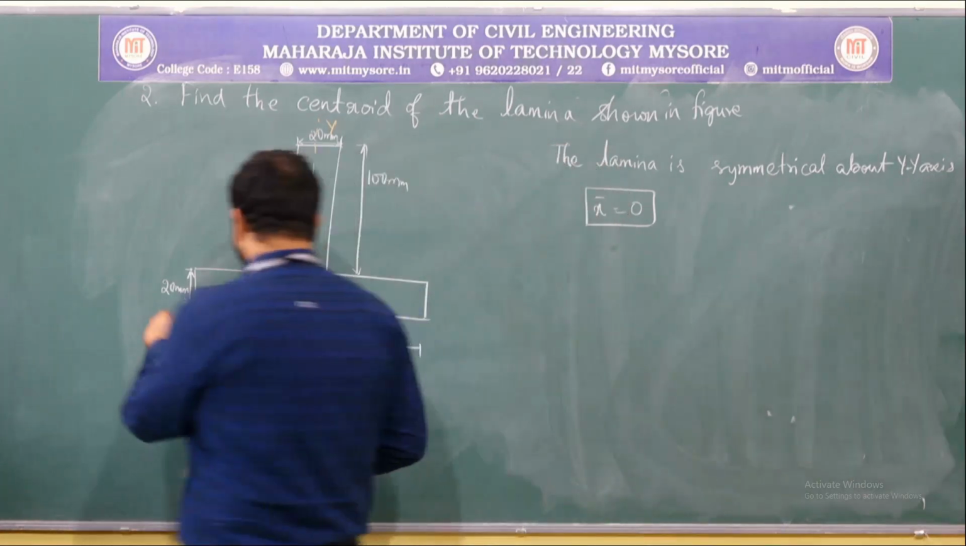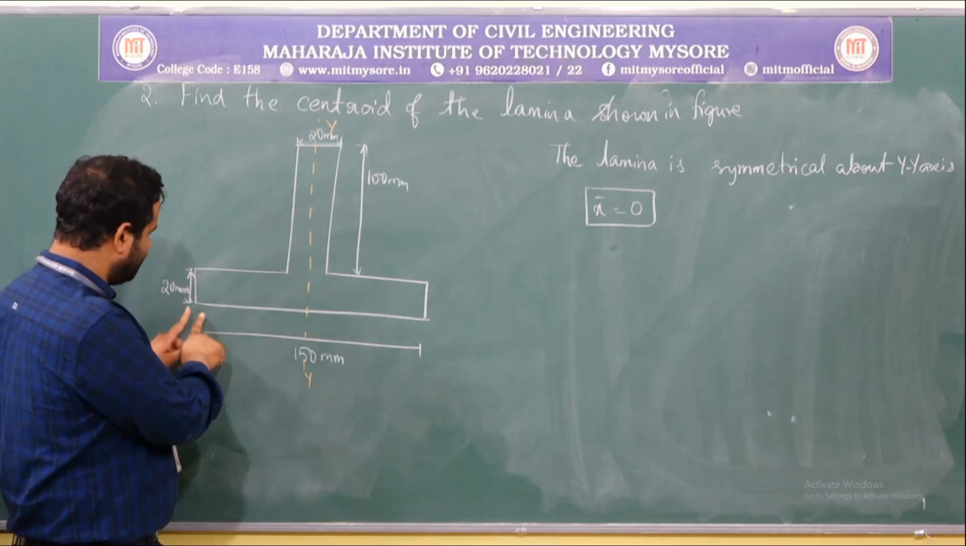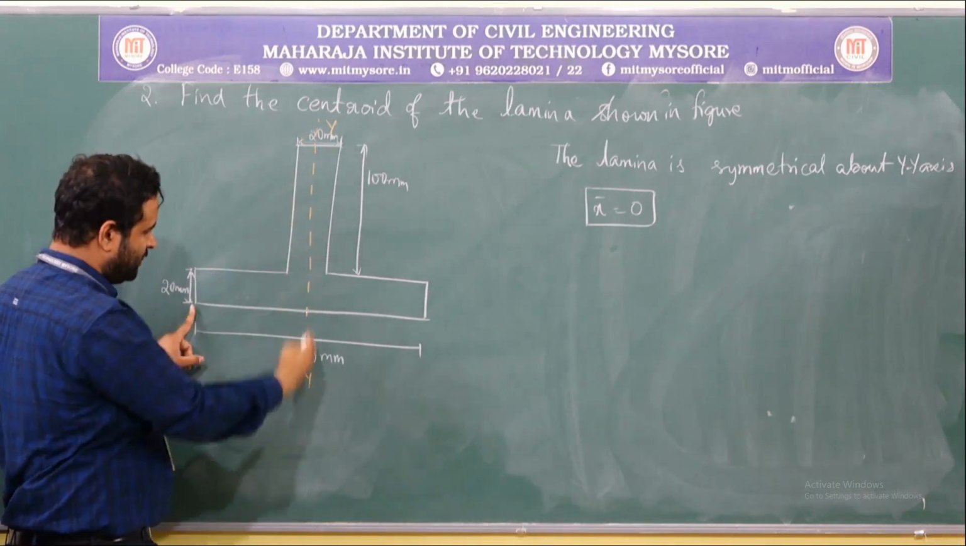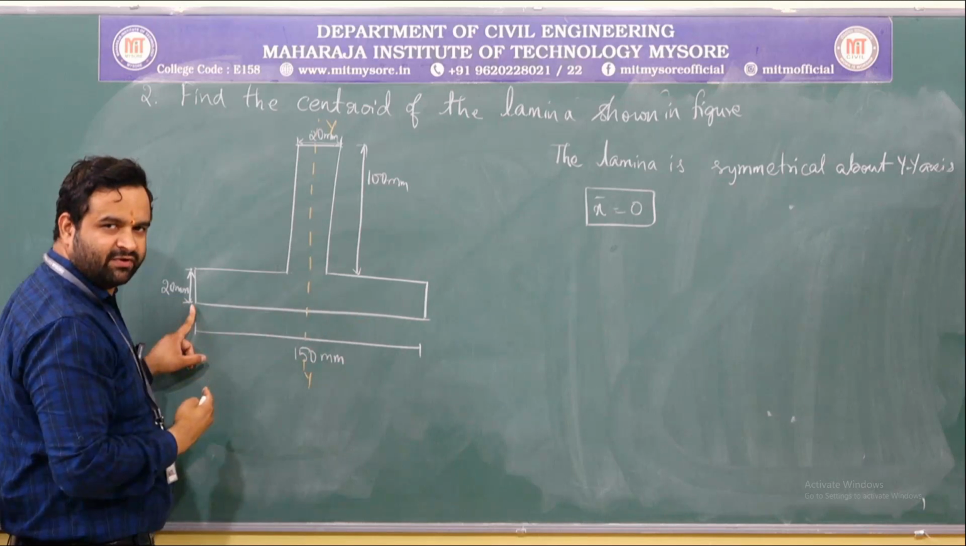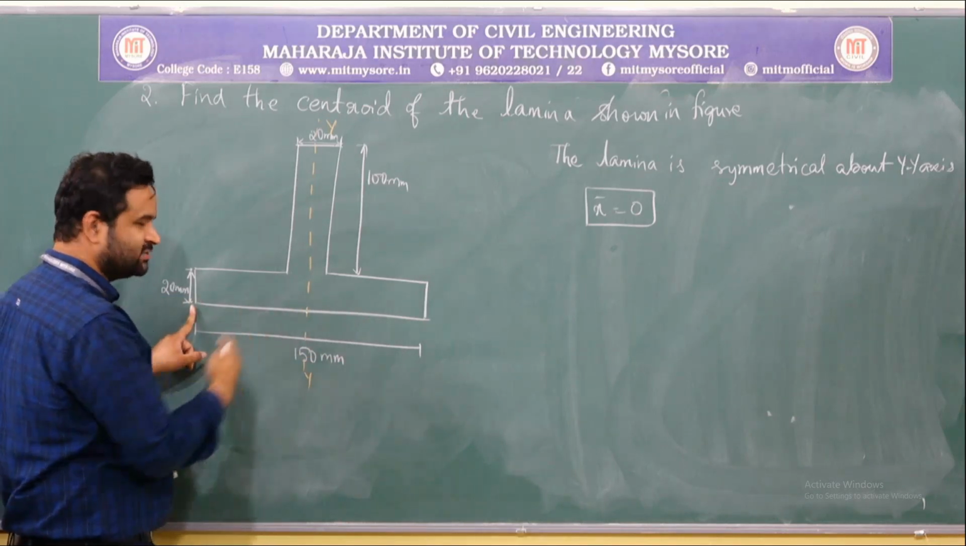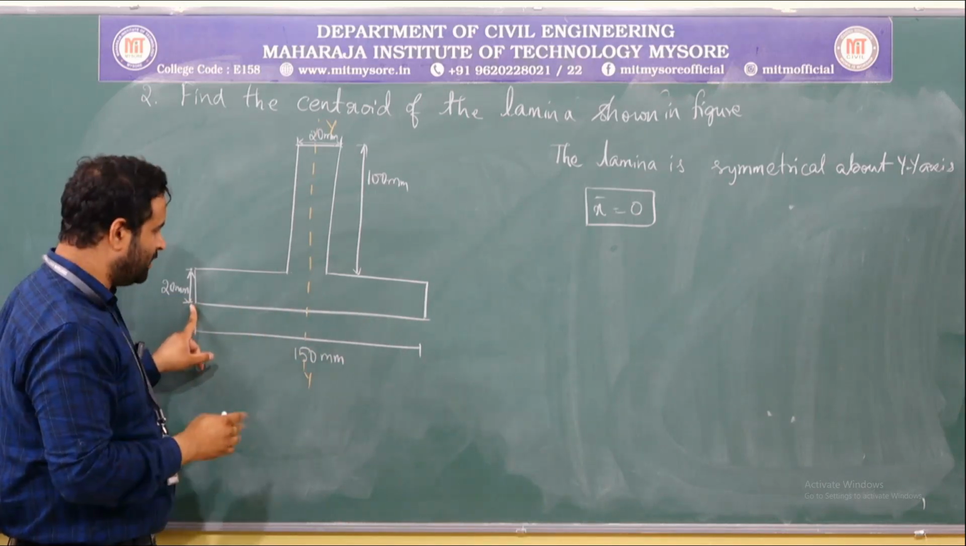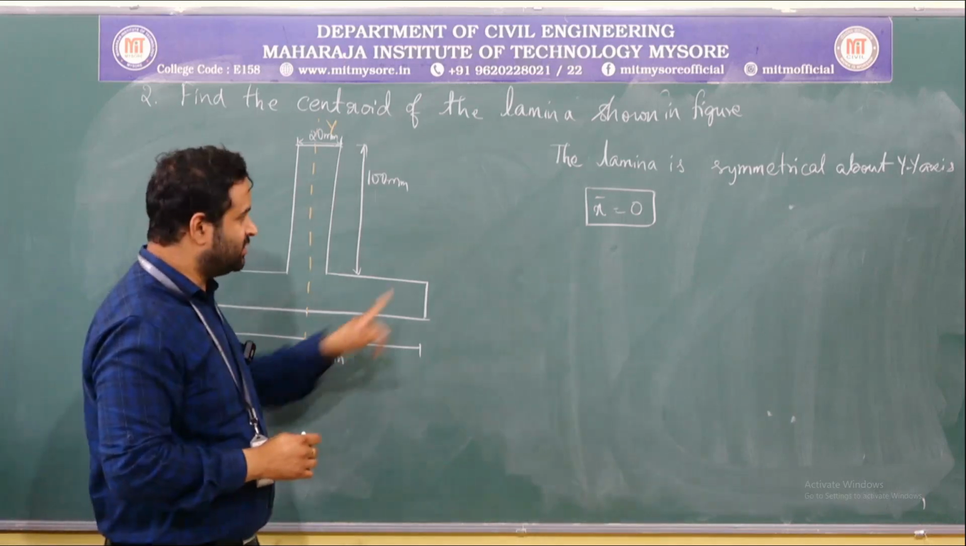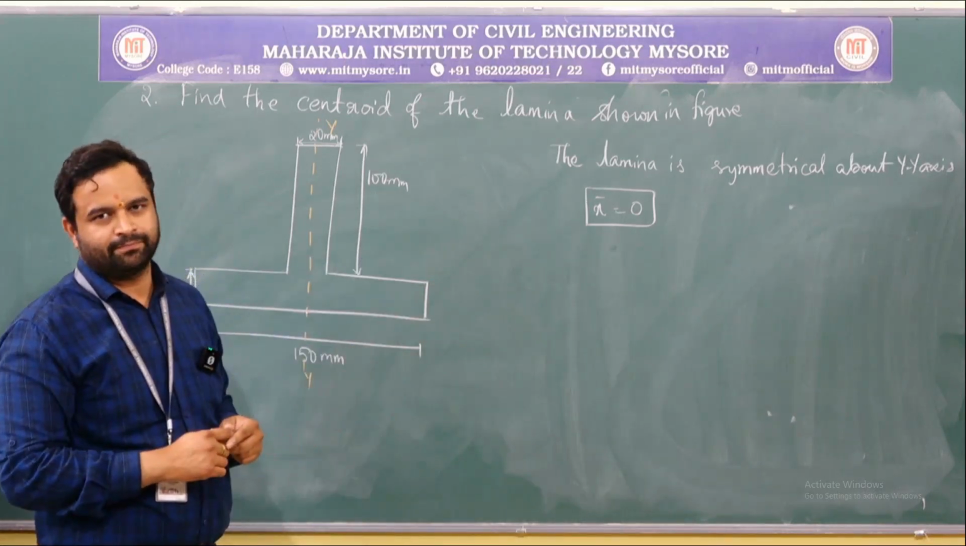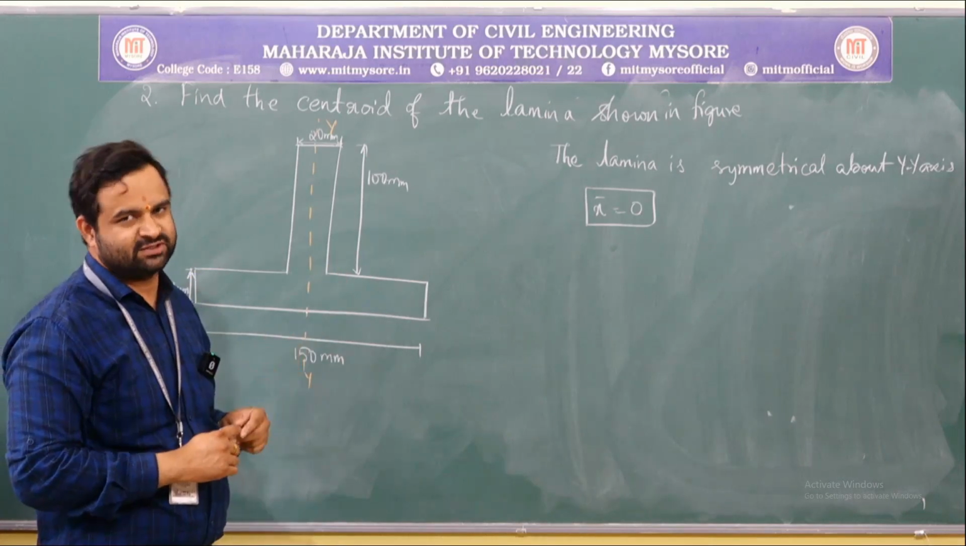If you write the origin here, then the x bar value will be exactly half of the 150 mm, that is 75. So, the x value will be 75 mm, or if you choose this as origin, then only we can say x bar is 0. Please make note of this point.